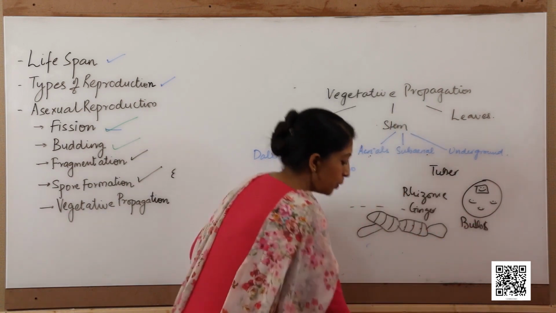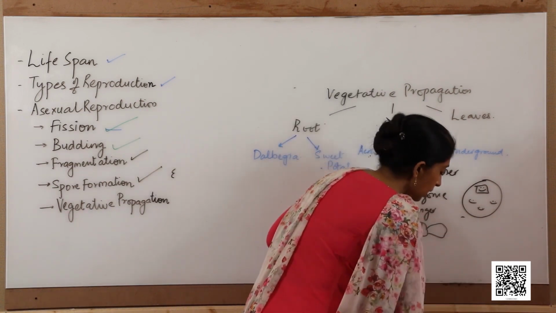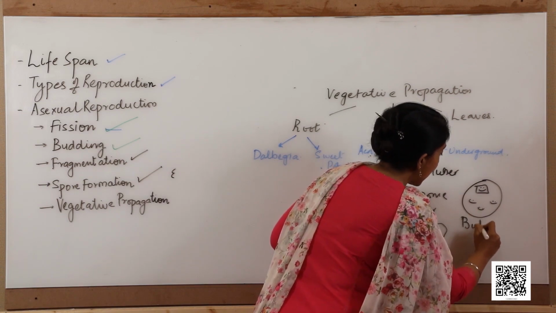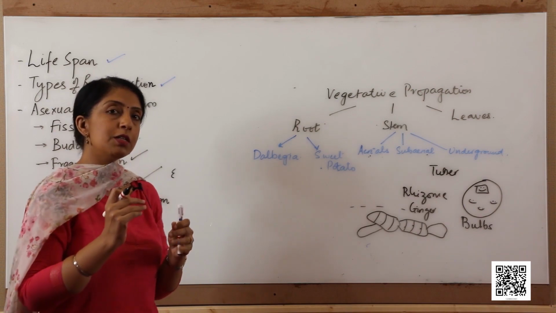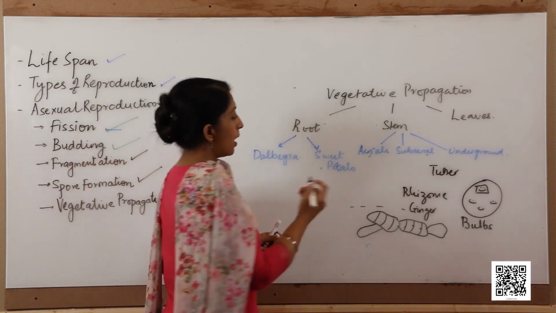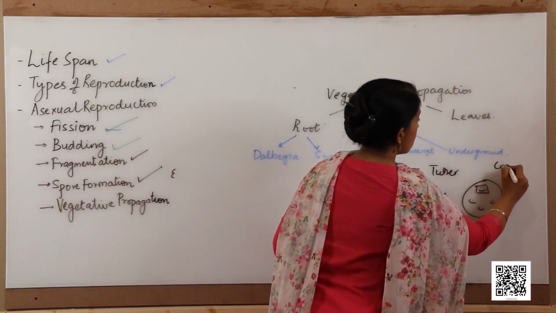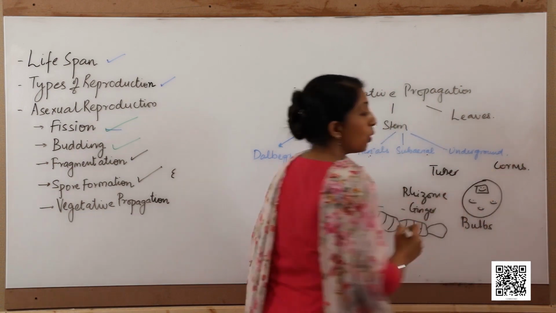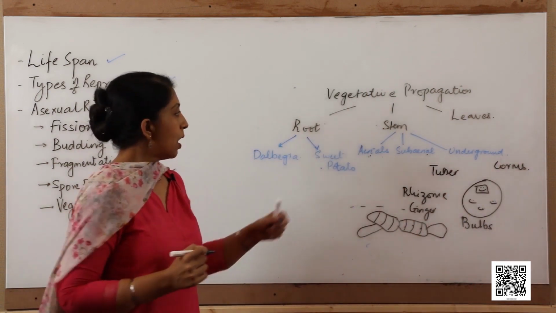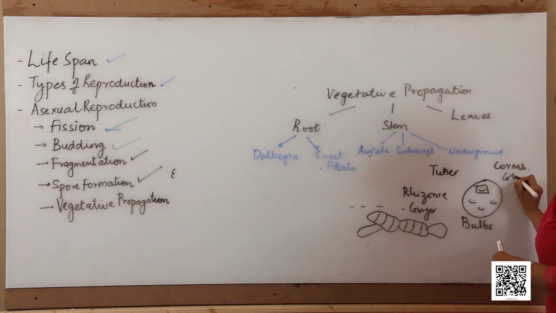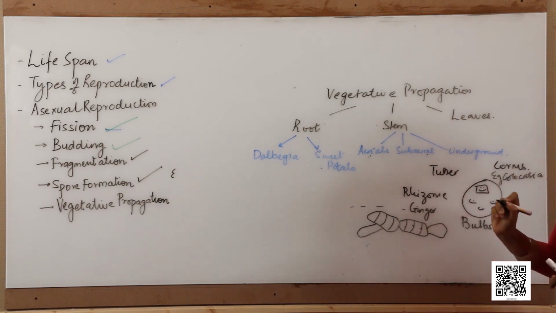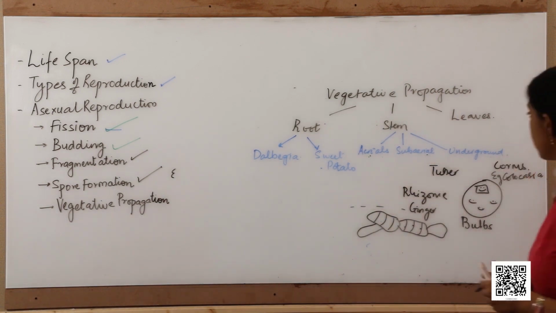Similarly, there are examples like bulbs, or the onion, which is one of the examples of a bulb. These bulbs also have condensed shoots at their base, and this shoot has the ability to give rise to a new plant. And the corms, such as colocasia, are also underground stems. Colocasia is the example. So these are also underground stems which have the ability to propagate vegetatively.